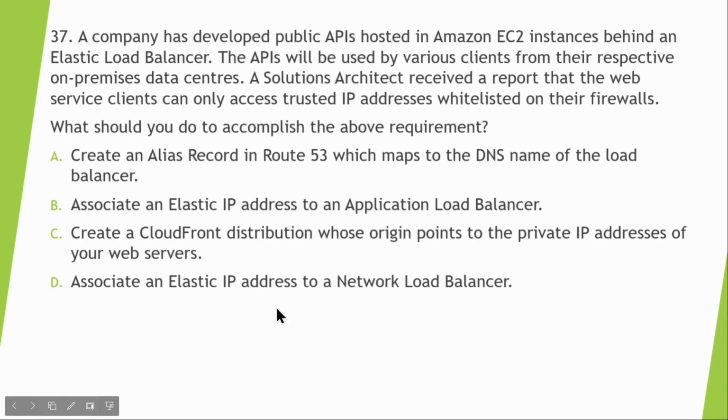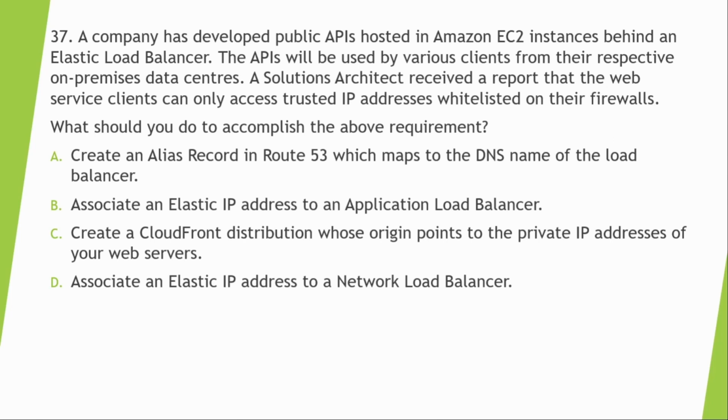Next question. A company has developed public APIs hosted in Amazon EC2 instances behind an elastic load balancer. The APIs will be used by various clients from the respective on-premise data centers. A solutions architect received a report that the web service clients can only access trusted IP addresses whitelisted on their firewalls. What should you do to accomplish the above requirement? Now mark your keywords, as I always say: trusted IP addresses, whitelisted, and firewalls.